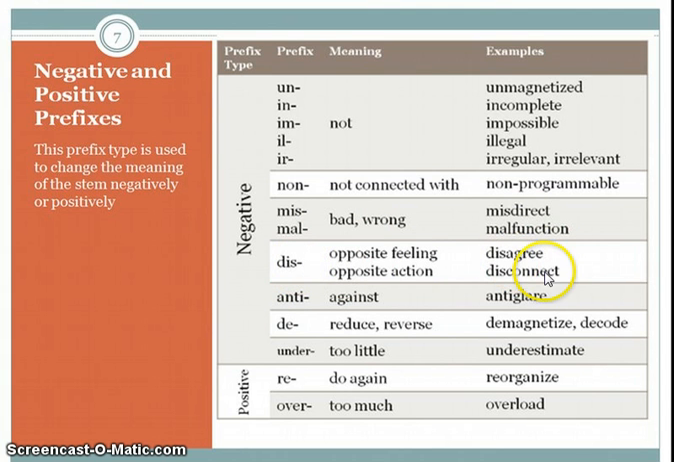Dis, it makes it the opposite. Agree, disagree. Connect, disconnect. Anti is also against. Anti-glare, it's against glare. De makes something smaller or makes it go back. Demagnetize or decode. Under, something that's too little. Underestimate. And then we have those that are more positive in their connotation. Re, to do again, reorganize. Or over, overload, overeat. That's always good. So we look at these and we can see that they have categories of meaning.